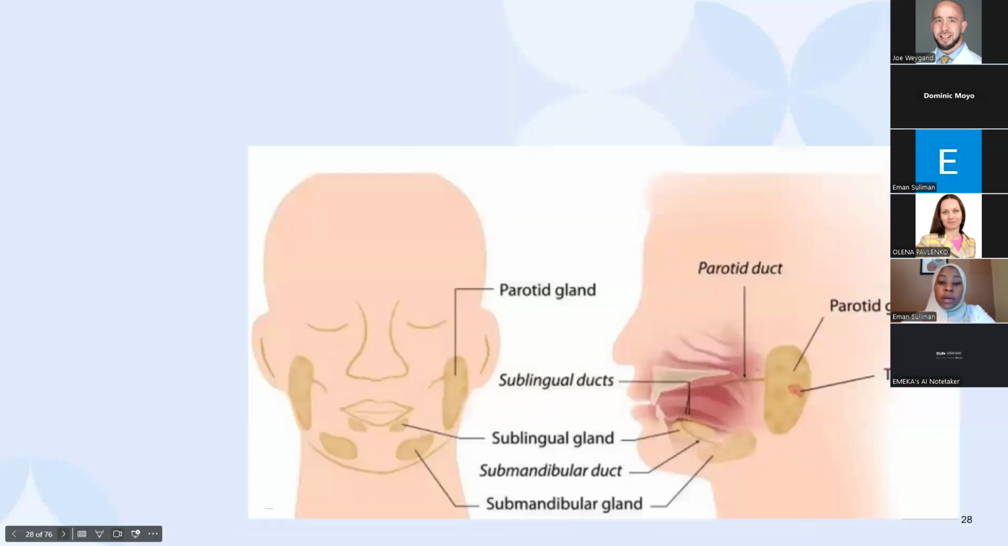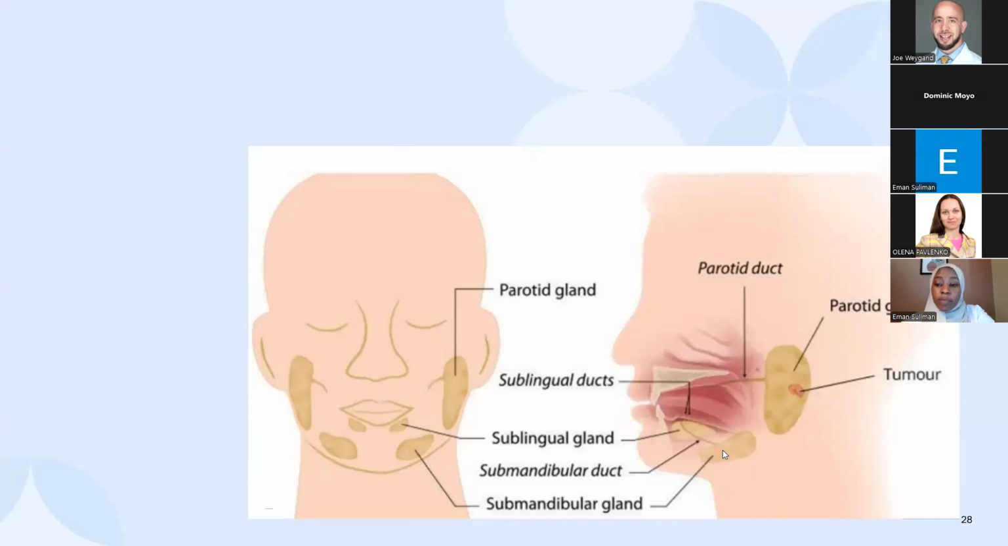Here we have the salivary glands. They are paired on each side. There are three pairs on each side. This is the parotid gland right in front of the ear, and here next to the mandible, we have the submandibular gland, and beneath the tongue we have the sublingual gland.